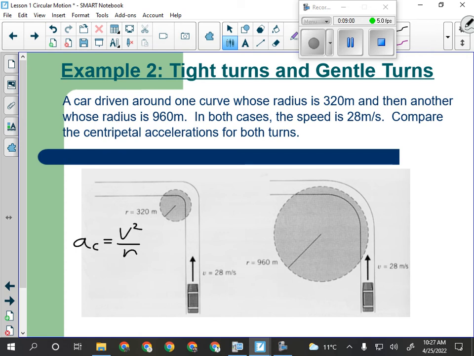But if I do the same thing now on this much wider corner, so I'm still going 28 meters per second, but now r is 3 times bigger. So the corner's 3 times wider than this corner. My centripetal acceleration will be how much less?